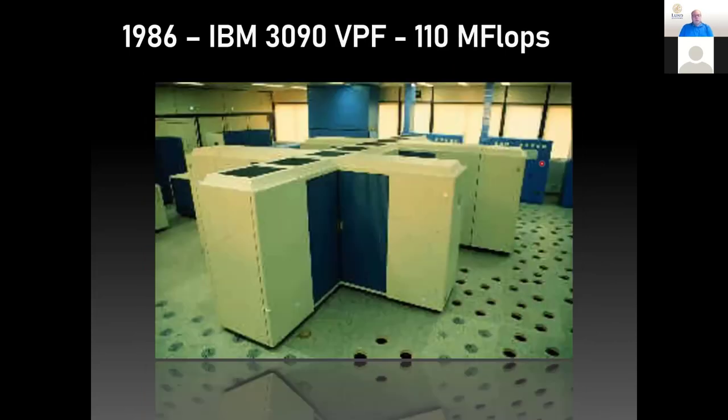In 1986, we have the IBM 3090, and this was actually one of the first computers we had at Lund University for supercomputing needs. So 110 megaflops, and the VPF stands for Vector Processing Facility. And this was one of the models of computation that we developed at the time. It was extremely fast at handling vectors of data. So for example, your NumPy arrays, it could handle a single vector of several hundreds of floating points at the same time. So you had a single processor, but it could process vectors in parallel. So there were instructions for handling vectors in parallel.